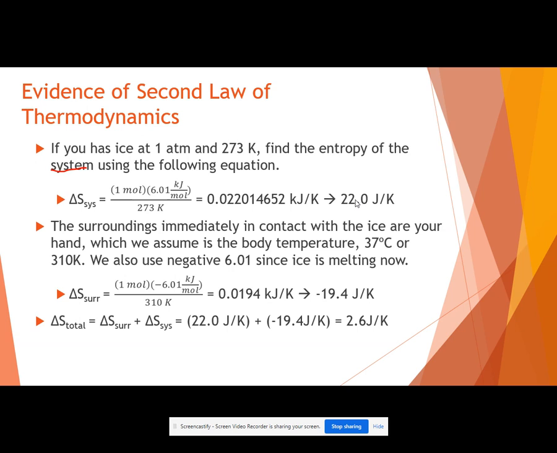However, if we look at our surroundings, so our surroundings would be where the ice is in contact with our hand, we know that our body temperature is 37 degrees Celsius or 310 Kelvin. If we use the same numbers and throw in 310 instead, because that's what the surroundings temperature is, and we put a negative in front of that 6.01 since it is melting now, here we get negative 19.4. When you find the total entropy, you're going to see instead of this equaling 0, it actually equals a positive value, showing that our entropy is increasing.